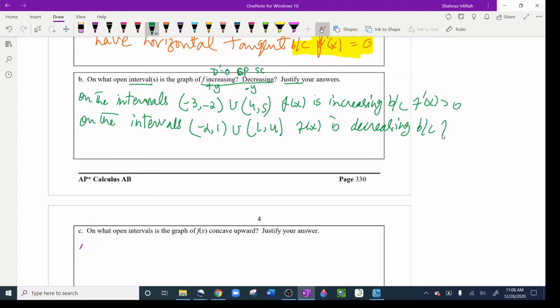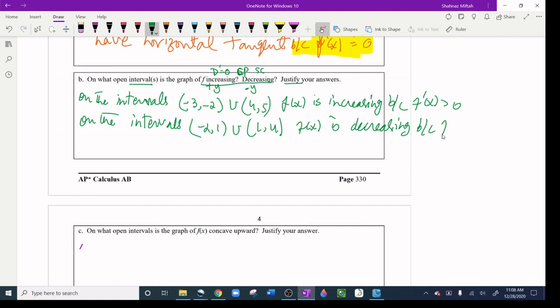Part C said, on what open interval is the graph of f concave up? Concave up and down means second derivative. Make it equal 0, you're going to get points of inflection, you're going to make a sign chart. If it's positive, then it's concave up. Now, since this is the f prime graph, how in the world can I get the second derivative? I'm going to draw tangent lines. So I'm going to draw tangent lines here, in here, in here. These are all negative tangent lines.